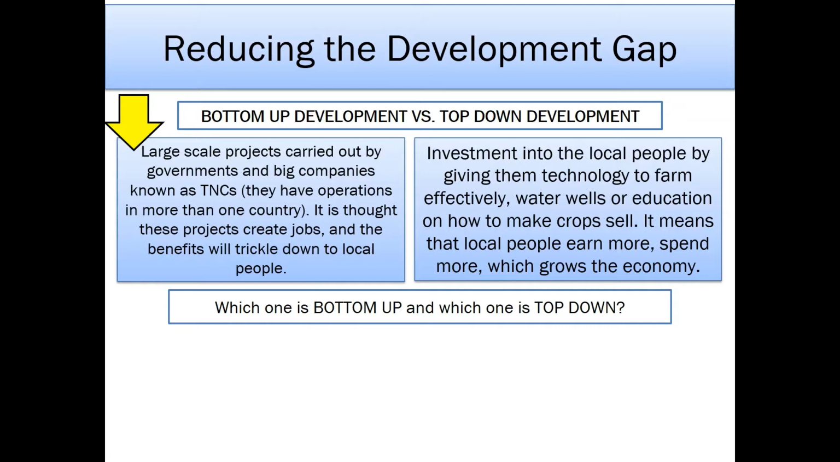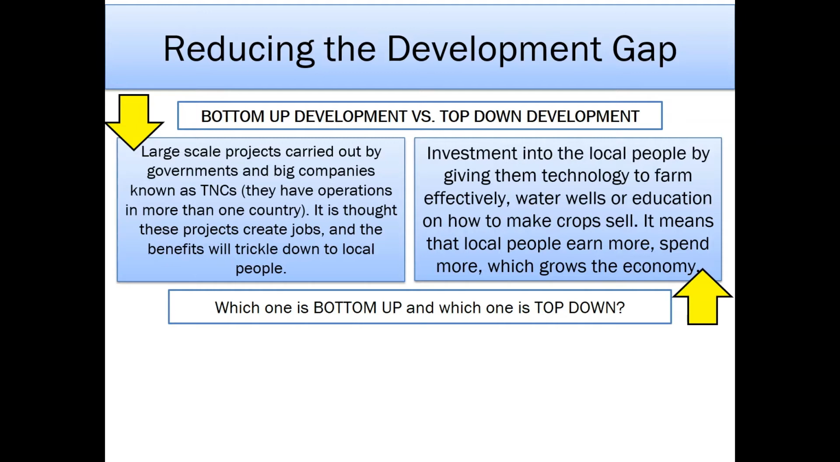Okay, now your second one then is your bottom up, and that's when local people are invested into. They're given technology so that they can farm. They're given water wells, education so that they can make and sell crops, and this allows the local people to earn money and then spend the money that they earn to grow the economy within that country.